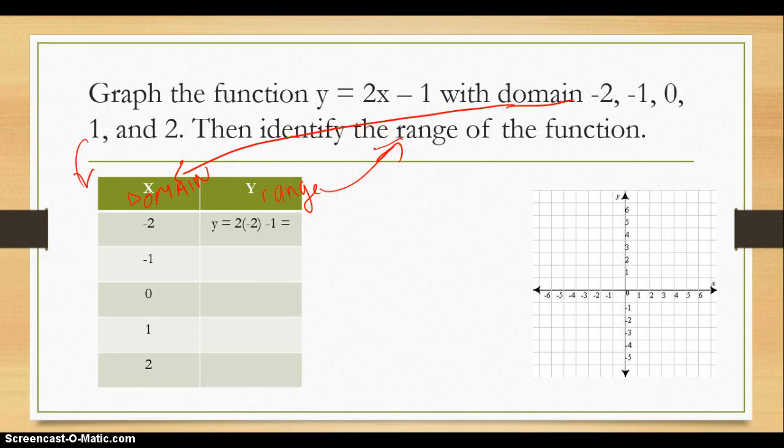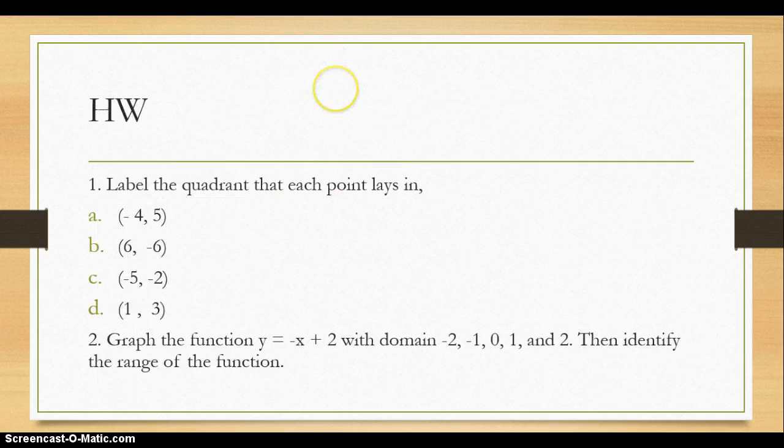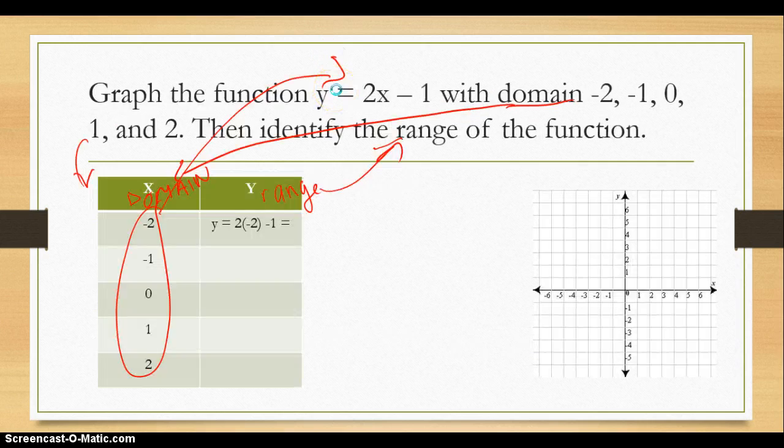So what we're going to do is it's telling us that we need to find our range. We need to find our y value. We have our x value. They're giving it to us. They're giving us the domain of -2, -1, 0, 1, and 2. Now we need to find our y. So we have to plug each of these values into the equation up here, y equals 2x minus 1.